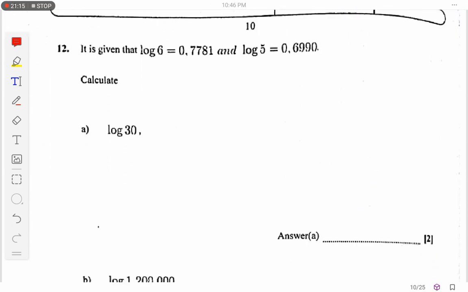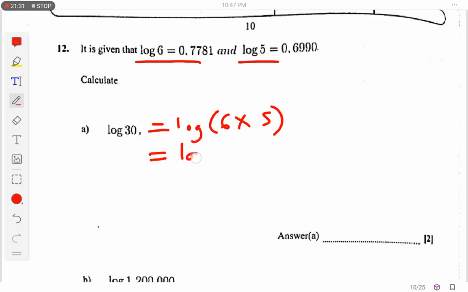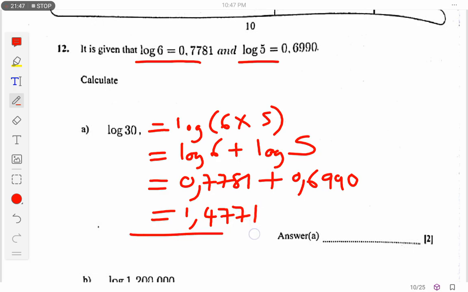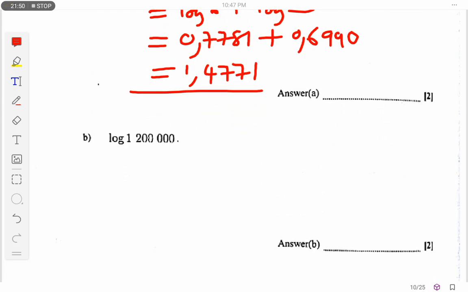We have logs here. So log 30. Basically we have log 5 and log 6, so we can use those to find log 30. Log 30 is equal to log of 6 times 5, which is the same as log 6 plus log 5. Remember, we add our logarithms, so it's going to be 0.7781 plus 0.6990, and we get 1.4771.